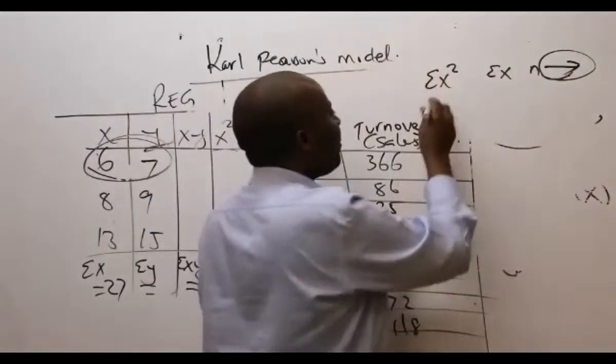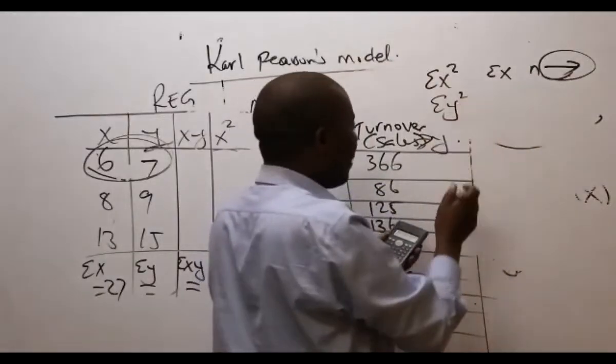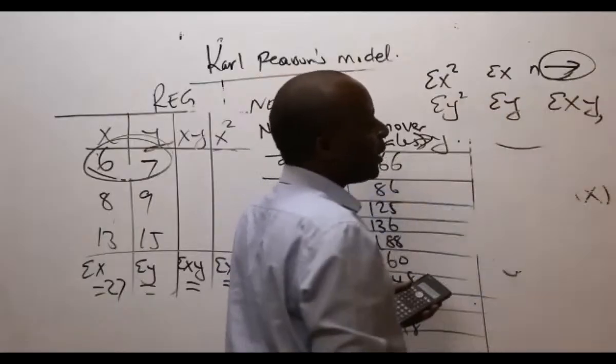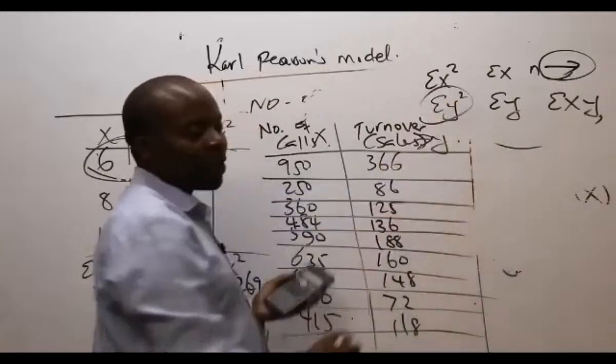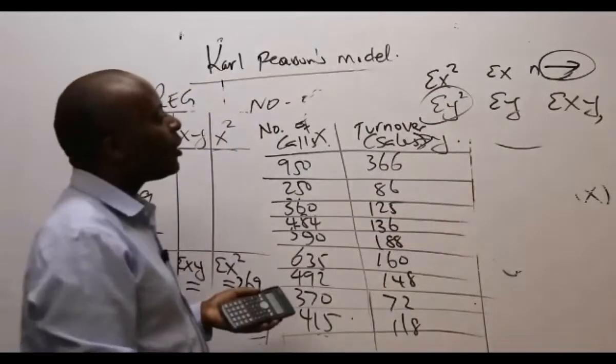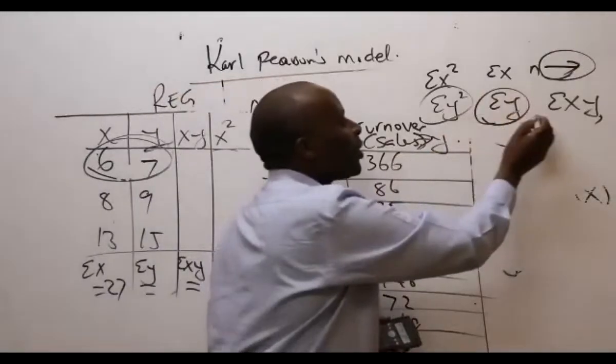You are able to see summation of y squared, summation of y, and summation of xy. I don't want summation of y squared for regression. For regression, I'll be interested in this and this.